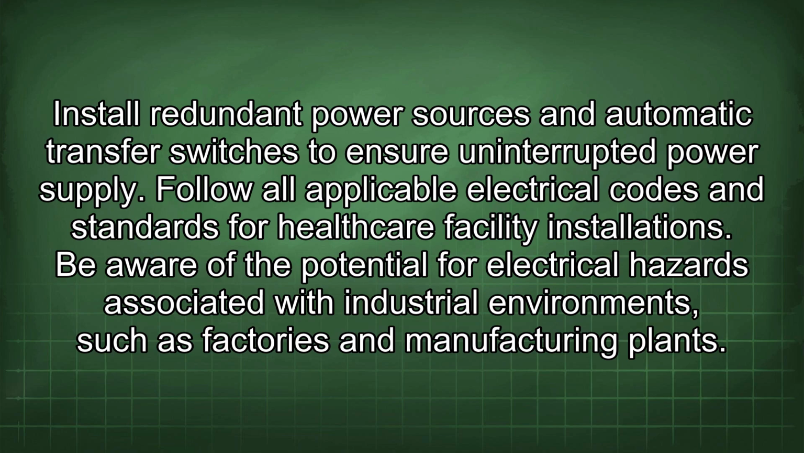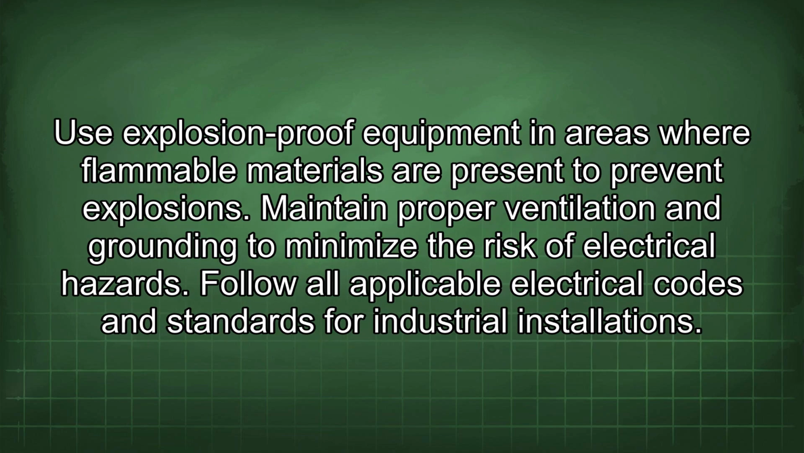Be aware of the potential for electrical hazards associated with industrial environments such as factories and manufacturing plants. Use explosion-proof equipment in areas where flammable materials are present to prevent explosions. Maintain proper ventilation and grounding to minimize the risk of electrical hazards. Follow all applicable electrical codes and standards for industrial installations.